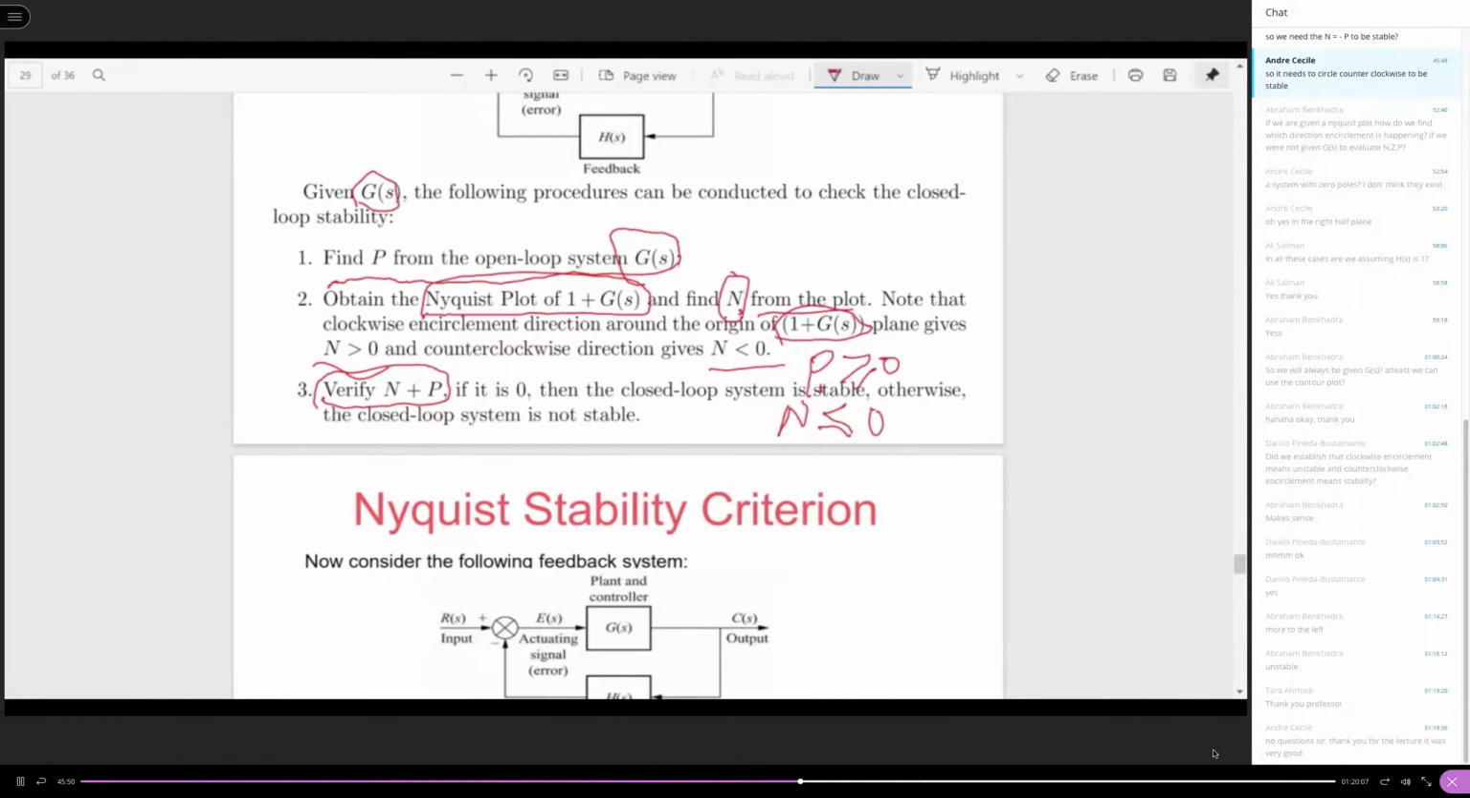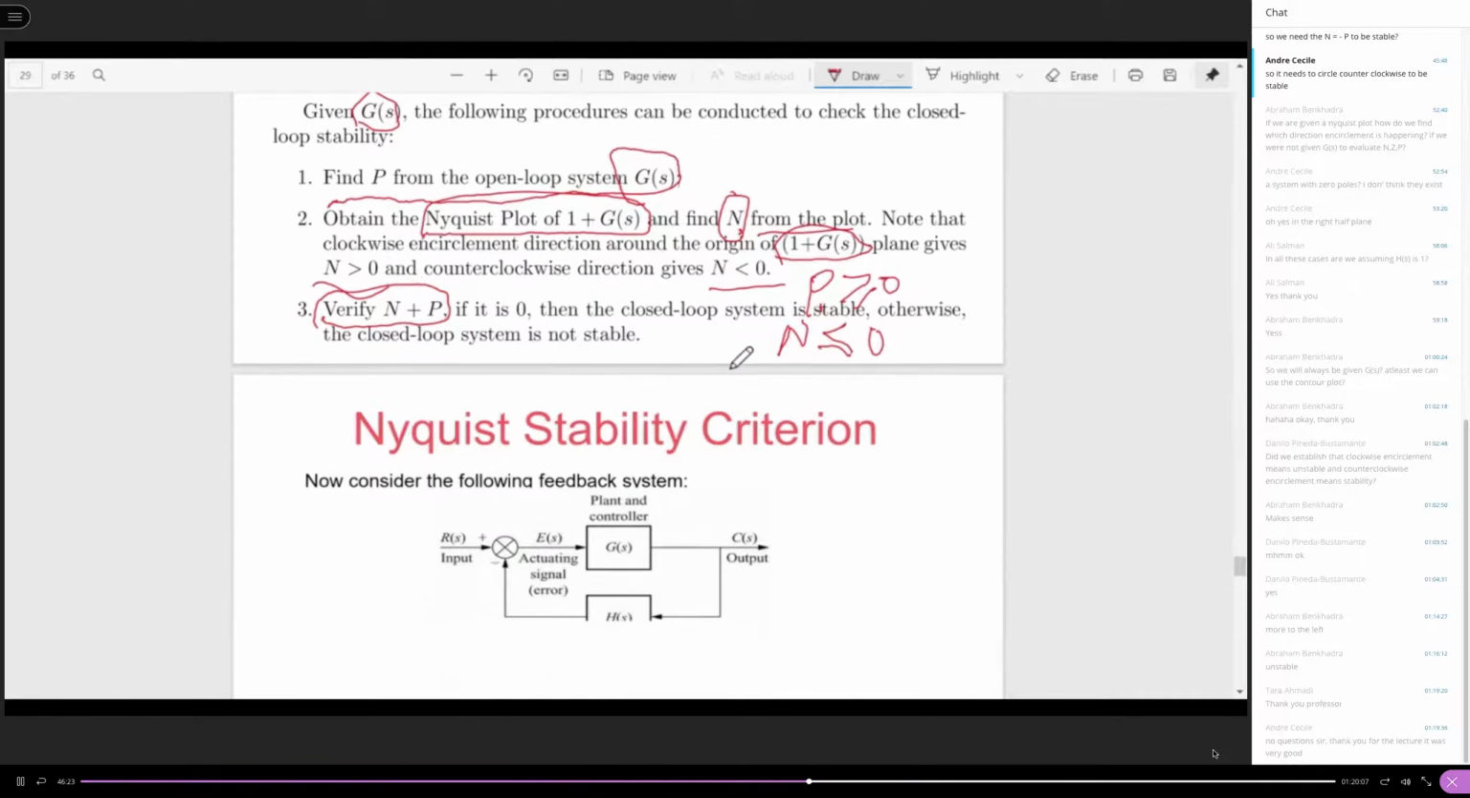So you can see the encirclement cannot be clockwise. It needs to circle counterclockwise to be stable. So this is a very easy conclusion to tell. N must be less than or equal to 0. It cannot be positive.